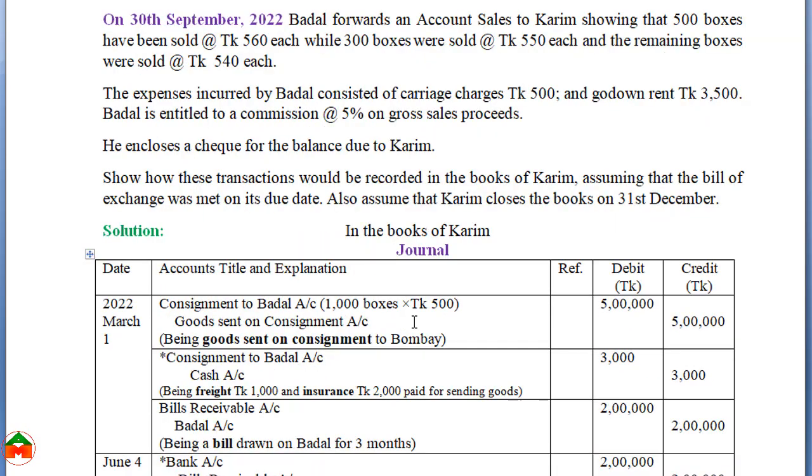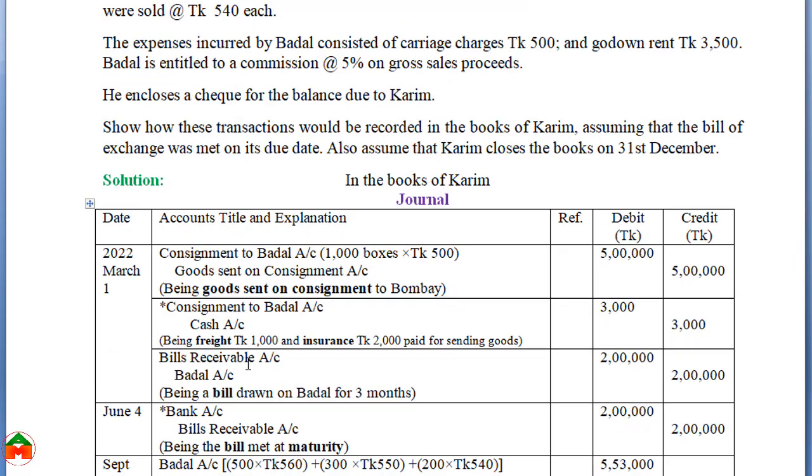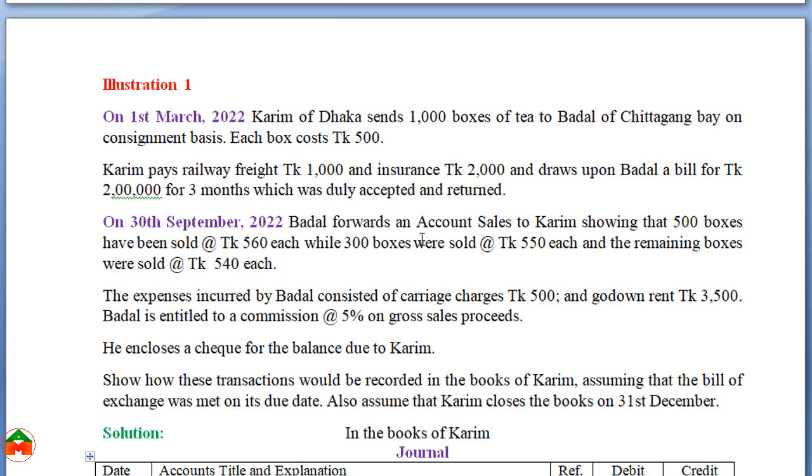And since the consignee sold all the products, we have to adjust this amount of goods with the purchase or trading account. If the consignor is a manufacturer, then trading account will be credit, but if the consignor is a wholesaler, then the purchase account will be credit. Goods sent on consignment debit, purchase account credit. So these are the journal entries for recording the issues in the process of consignment.